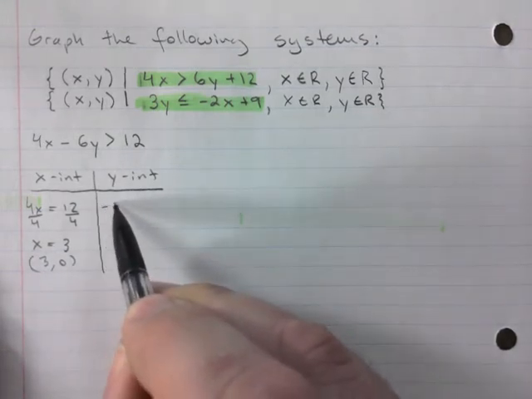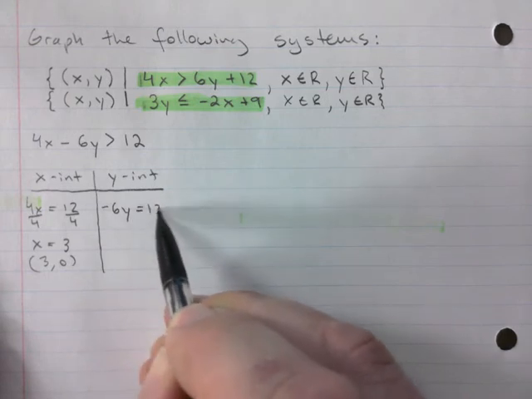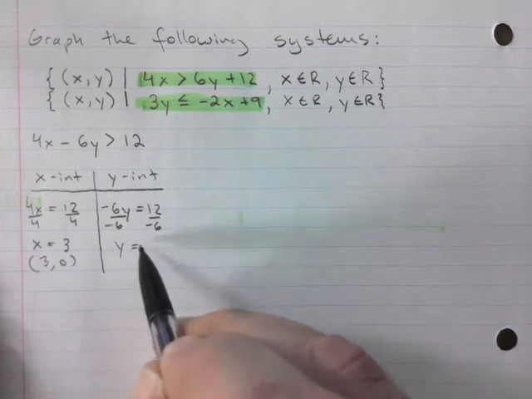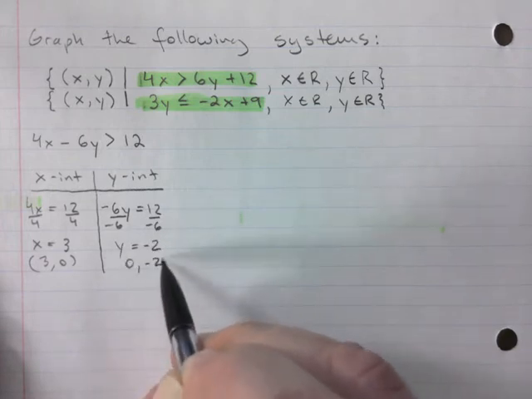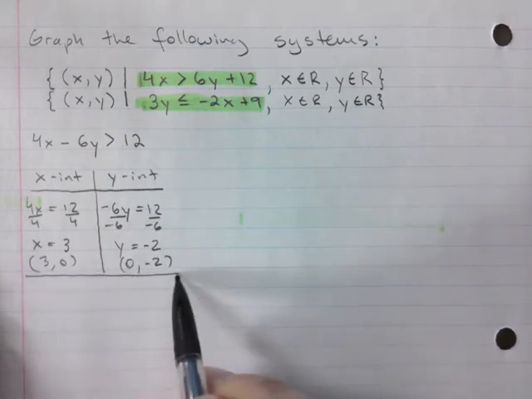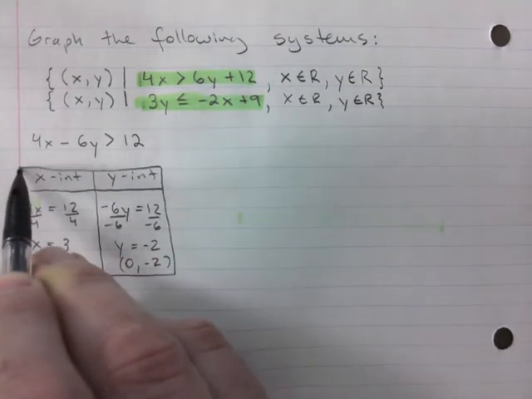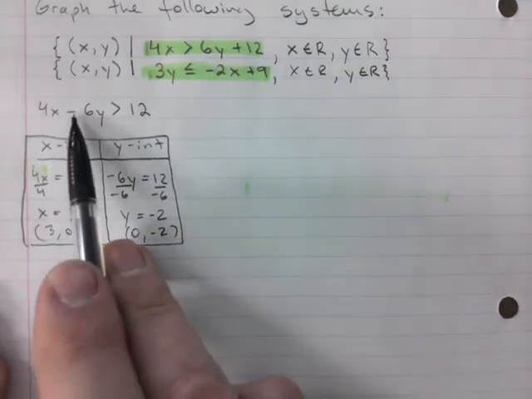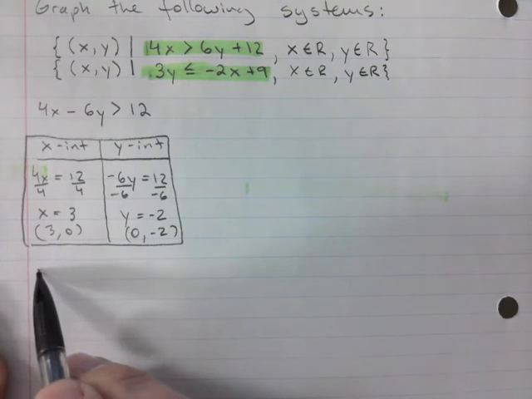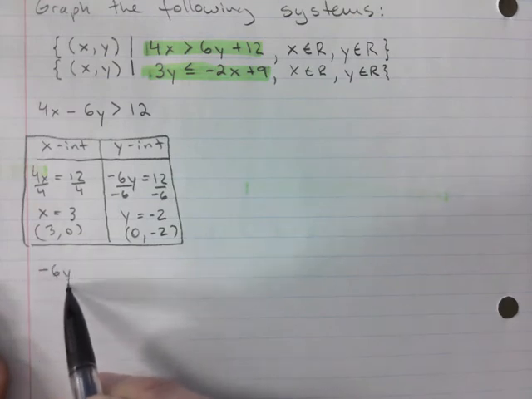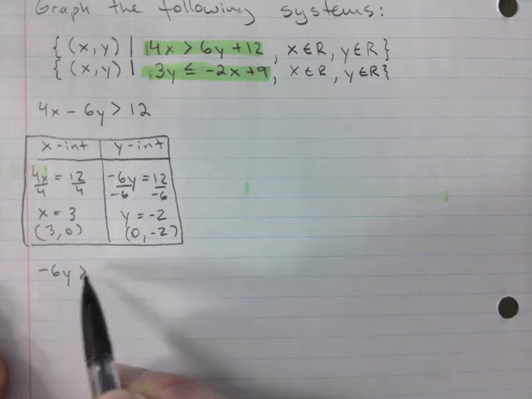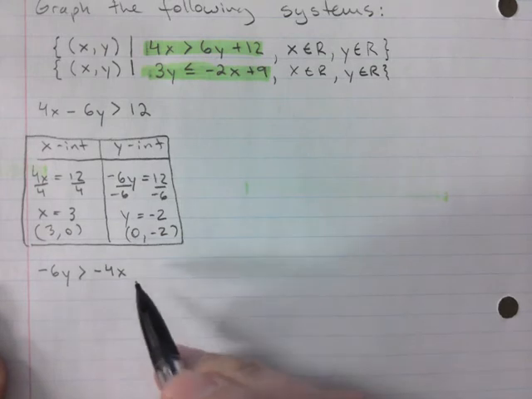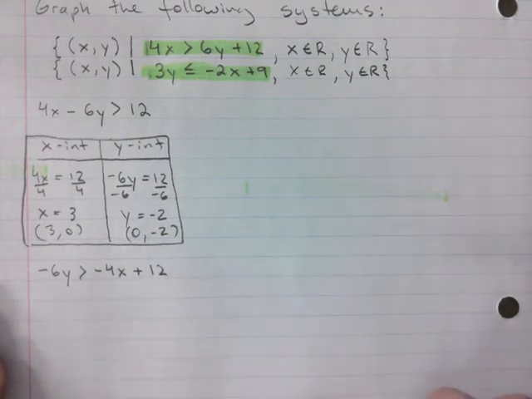The other side, negative 6y is equal to 12. Divide everything by negative 6. y is equal to negative 2. So that's (0, negative 2). I have everything I need to graph now. But I will continue my journey. I'm going to rewrite this now. So the negative 6y is greater than the 4x comes over negative, right? And the 12 is already there. Don't forget about it. Just keep that sign.